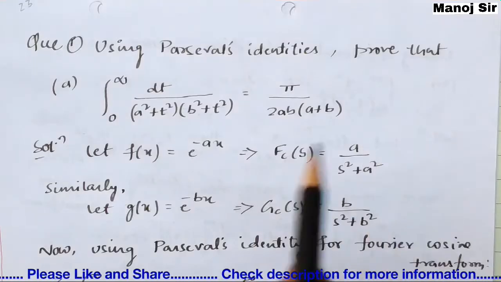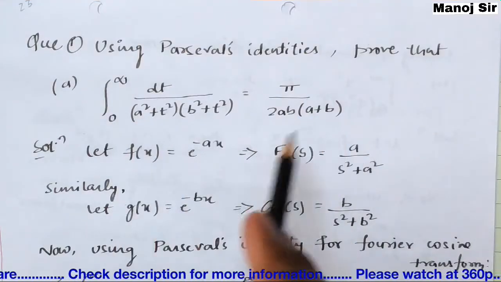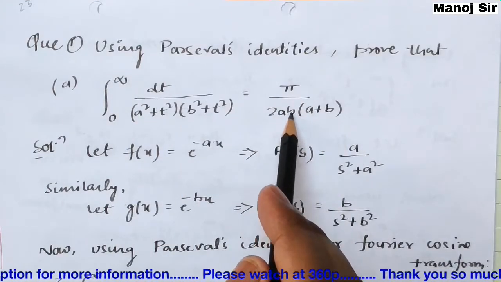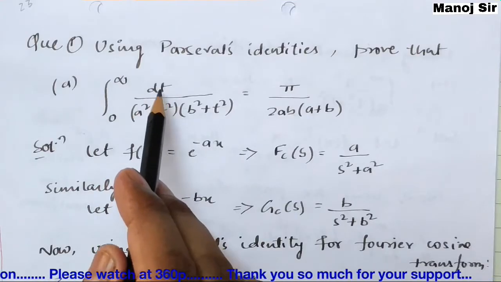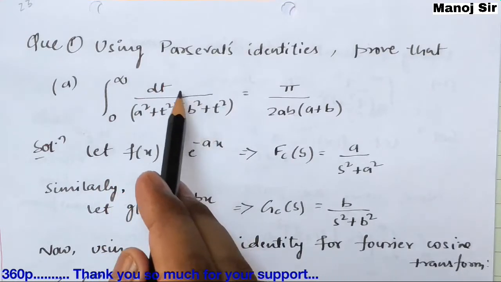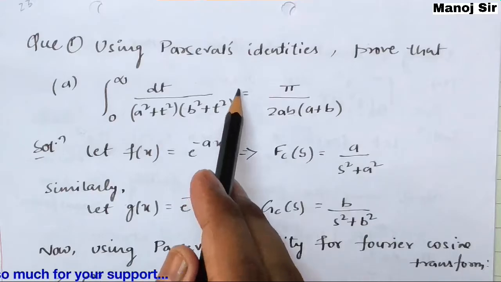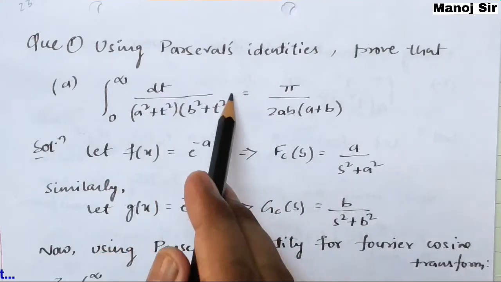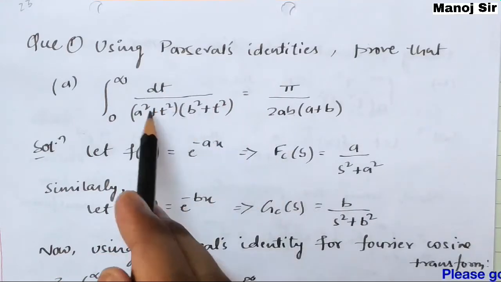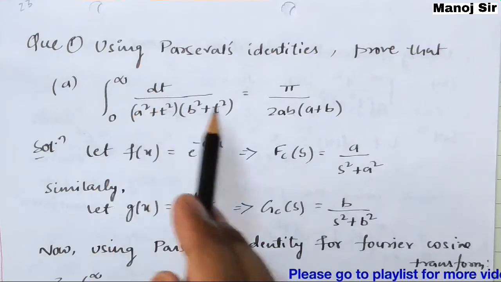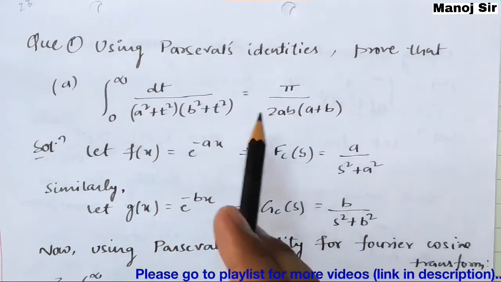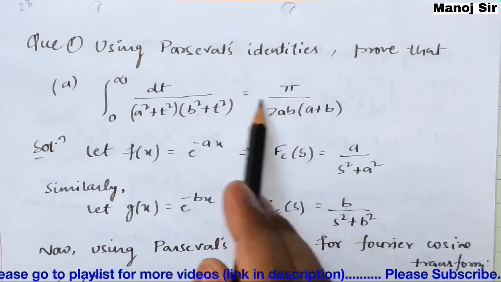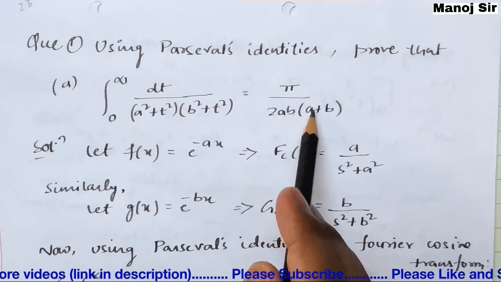If you rearrange this, that is, if you put ab here, then that is a upon a square plus t square into b upon b square plus t square into dt. We can write this dt here, write this a in the numerator of the first factor, and this b in the numerator of the second factor. Then that will make this pi upon 2 into (a plus b).